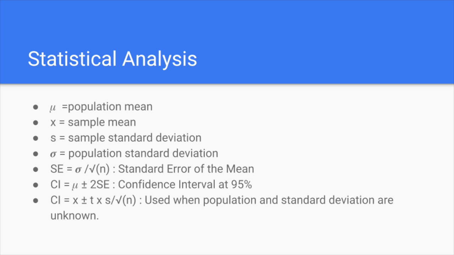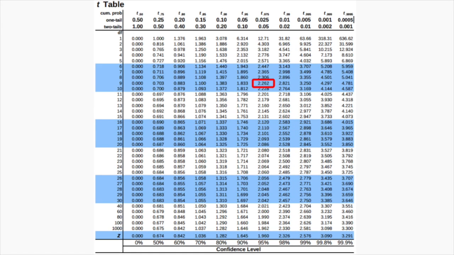When the population standard deviation is unknown, a t-table is needed to determine the 95% confidence interval. This confidence interval is simply x plus or minus the t-value obtained from the table times s over the square root of n. With 10 trials in our calculations, the t-value we use to create the 95% confidence interval is shown boxed in red. Degrees of freedom corresponds to the number of trials n minus 1.